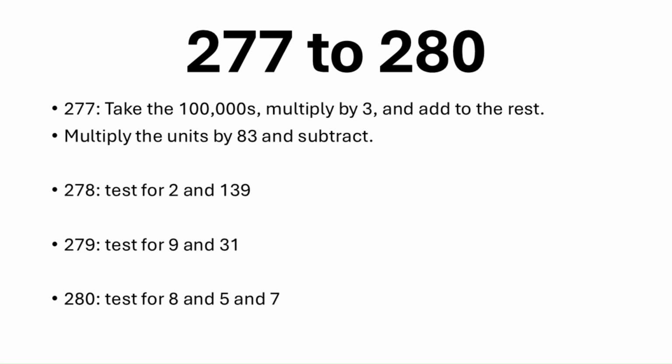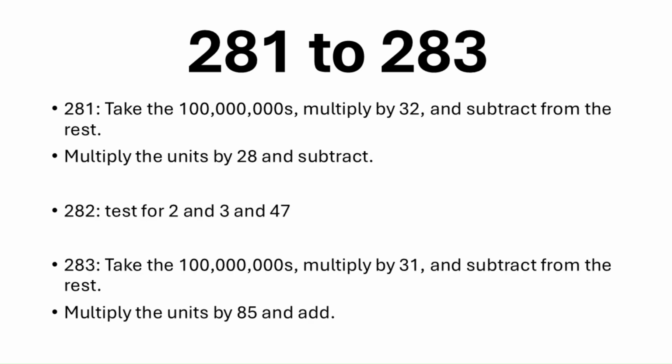277, take the 100,000s, multiply by 3, and add to the rest. Multiply the units by 83 and subtract. 278, test for 2 and 139. 279, test for 9 and 31. 280, test for 8 and 5 and 7. 281, take the 100 millions, multiply by 32, and subtract from the rest. Multiply the units by 28 and subtract.